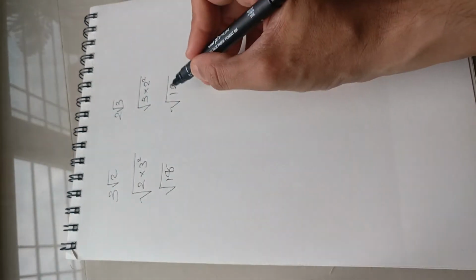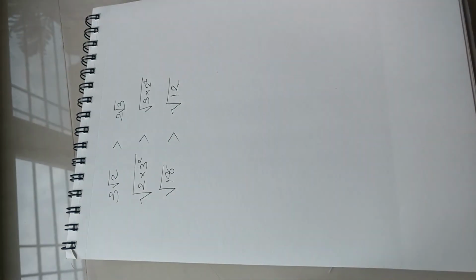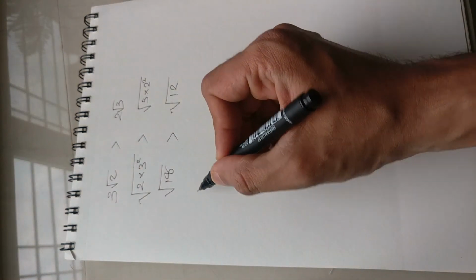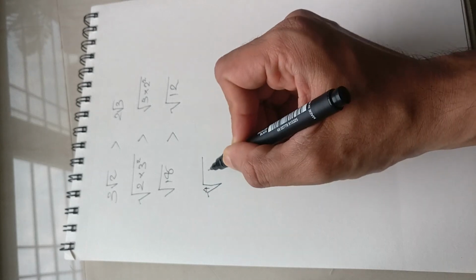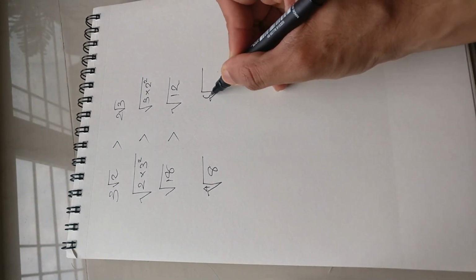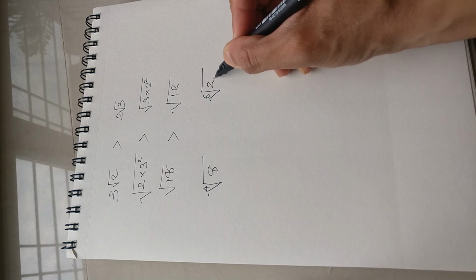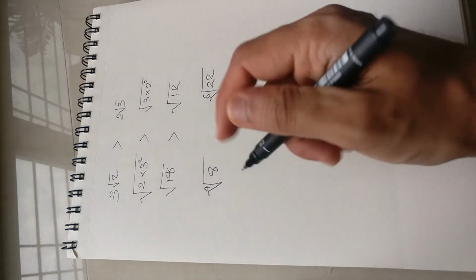Which is greater, root 18 or root 12? Of course, root 18. So this is greater. So this is how you compare two irrationals. We'll take some little difficult examples also. Let's take this one: 4th root of 8 and 6th root of 22. 4th root of 8 and 6th root of 22.